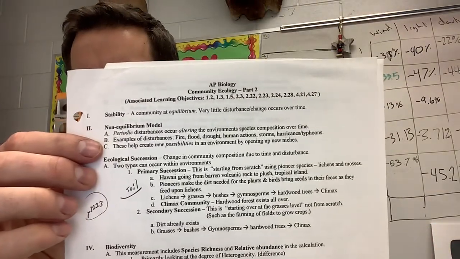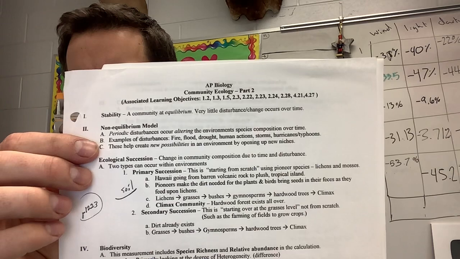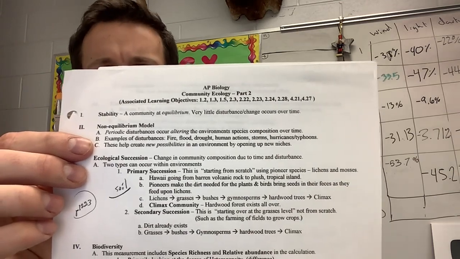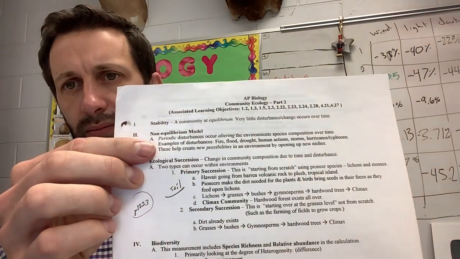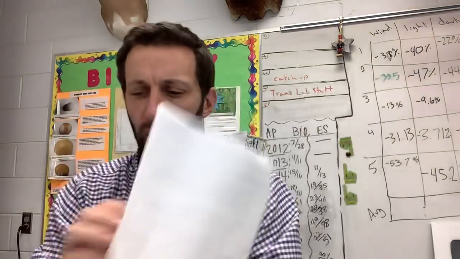So the non-equilibrium model, what does that mean, Matthew? Read A for us. Periodic disturbances occur, altering the environment, species composition over time. All right, and what are some of those periodic disturbances that could happen, Tay? Fire, flood, drought, human actions, storm, hurricane, typhoons. All right, when you have environmental disturbances, what does that do to the species that are there? Kills them, displaces them, or could cause changes in that species, okay?